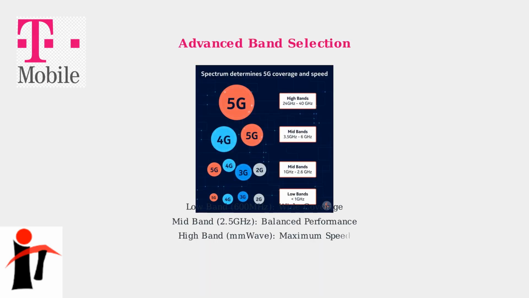For advanced optimization, you can manually select specific frequency bands. T-Mobile uses different bands for different coverage areas. Low bands provide wide coverage, mid bands offer balanced performance, and high bands deliver maximum speeds in dense areas.